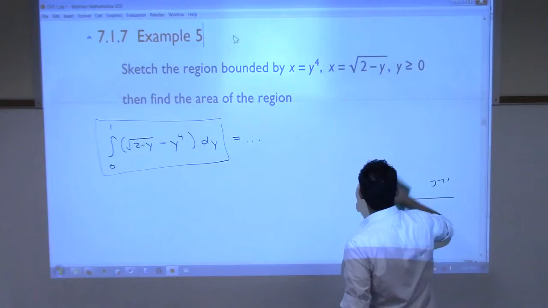Do you see the region? Oh, wait, we're not done. Hold on, there's one more. Y is greater than or equal to 0. What does this mean? Above the axis. Everything above the x-axis. So here and up. I'm not allowed to look down here. Do you see the region? Right there, that little piece.